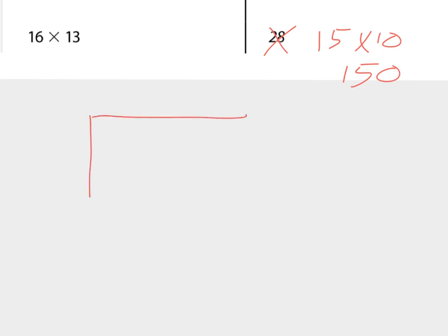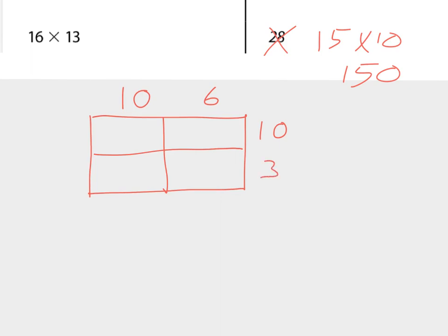All right, area model. So when you're doing the area model, guys, you're basically getting the expanded form of each one of these numbers. So 16 is 10 plus 6. And then 13 is 10 plus 3. So the value of my tens place is 10. The value of my units place is 6. The value of my tens place is 10. The value of my units place is 3.